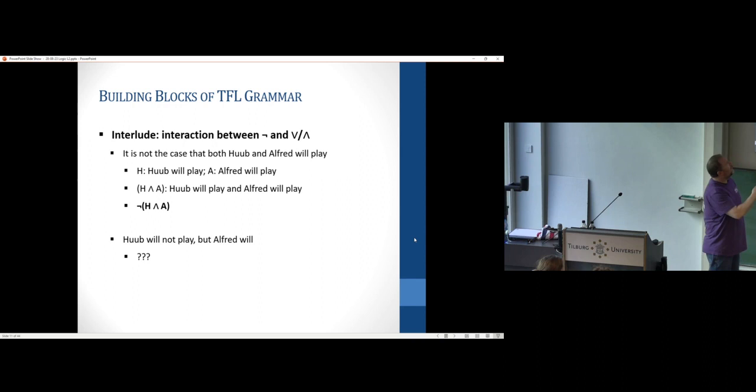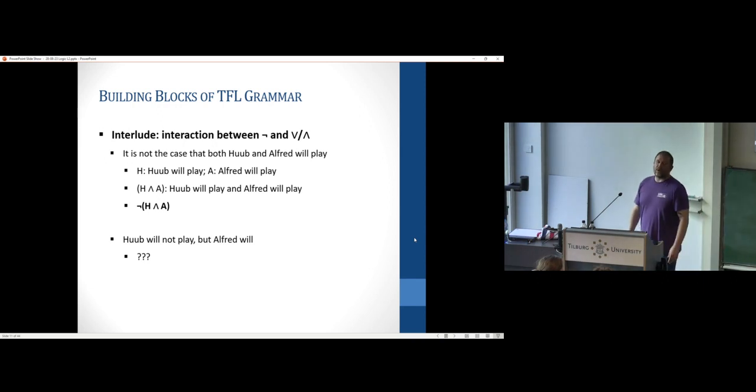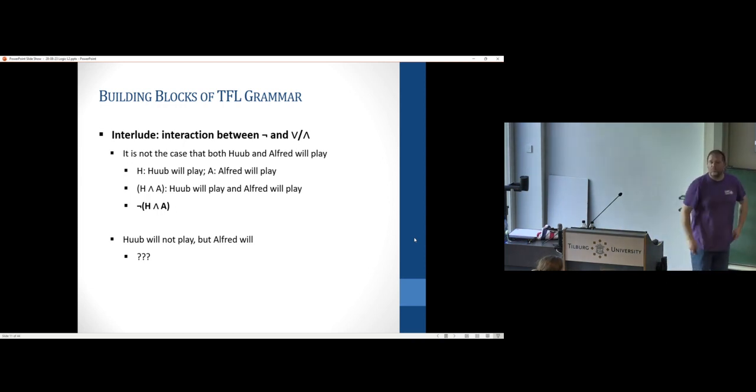Not both. How about if I want to say, Hoob will not play, but Alfred will? How would I symbolize this? Again, we've got H for Hoob will play, A for Alfred will play. How would I say, Hoob will not play, but Alfred will? Yeah, the brackets and negation, the H, and then the conjunction A and then bracket. Nice, right? So we'll say not H, conjunction A.